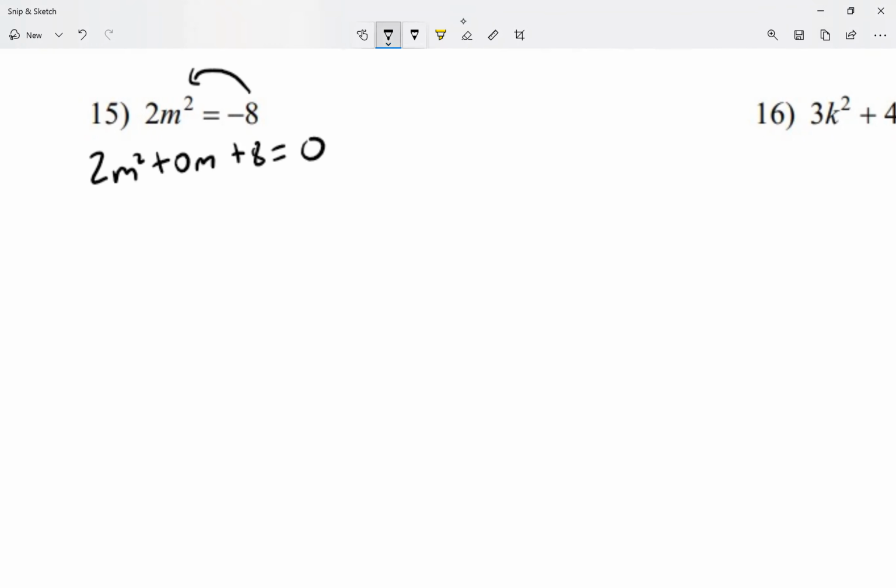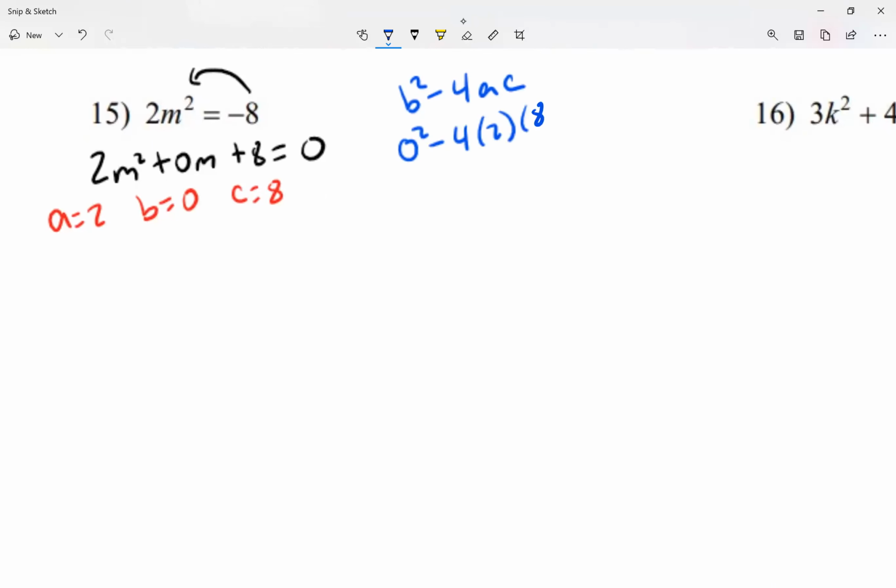So based on that, I know my A is 2, my B is 0, and my C is 8. And I remember my discriminant, B squared minus 4AC. Right? The boy was being squared, so he lost a chance with 4 awesome chicks. So I have 0 squared minus 4 times 2 times 8. I know 0 squared is 0, minus 4 times 2 times 8 is 64. I know 0 minus 64 is negative 64. So my discriminant is negative.